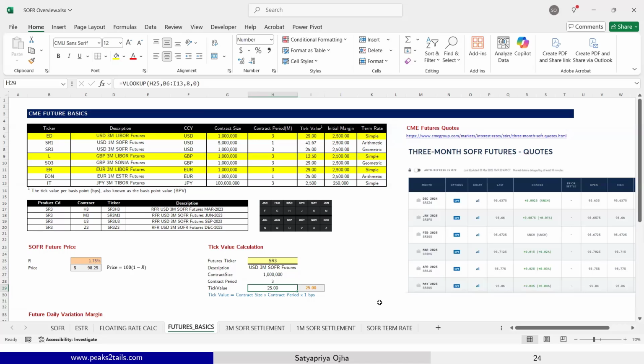Simple question: is it inversely proportional or directly proportional, the rate and the price? If the rate goes up, does the price go up or go down? Sunil says it is inverse. Everybody agrees it is inverse? It is inverse, right? 100 times 1 minus R, so it is inverse. So if rate goes up, your price goes down. So as long on the future, if rate goes down, then you benefit because your position will go up. Okay, so that's tick value.